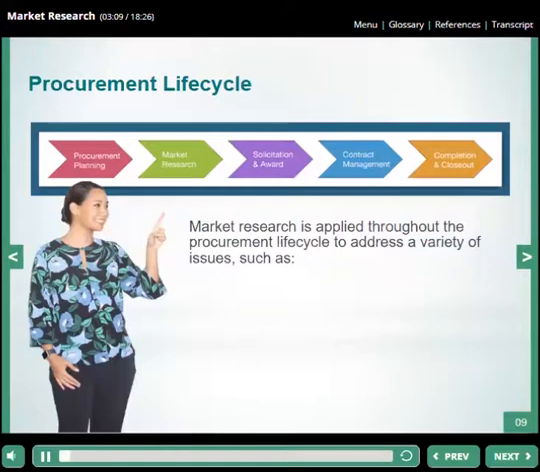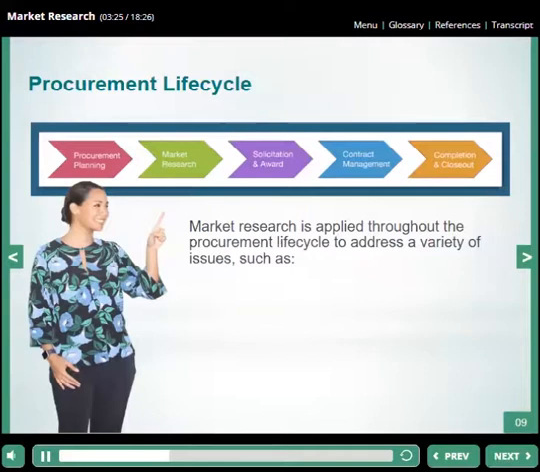Market research is part of the procurement life cycle. Although shown as its own phase on this flowchart, market research is not a one-time, standalone practice. It is an ongoing process that occurs throughout the procurement planning and solicitation phases.